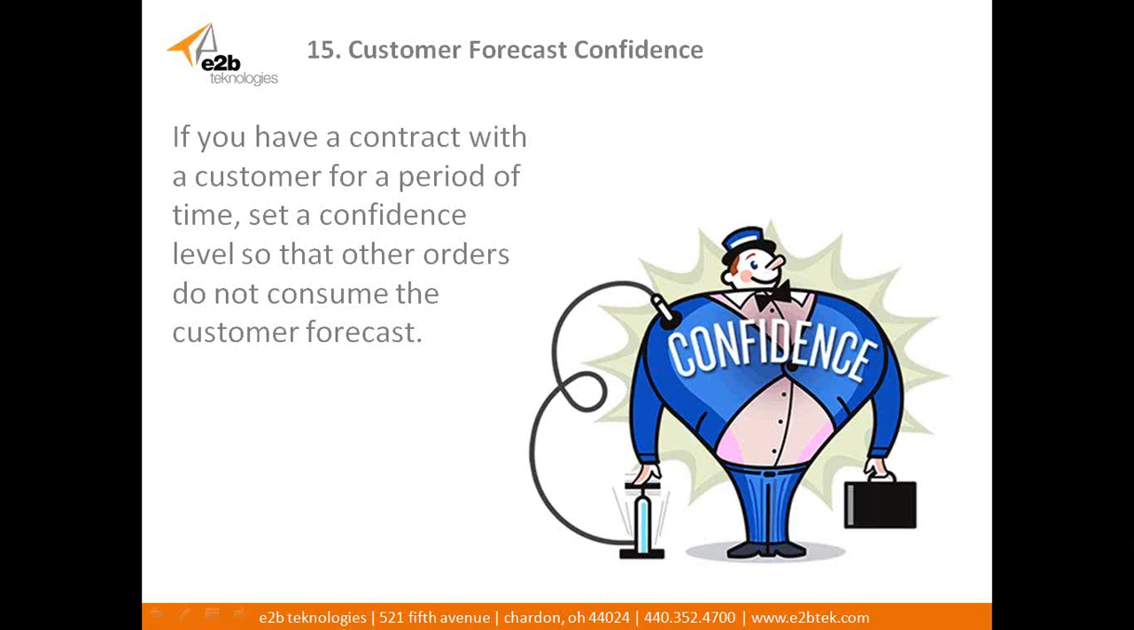which is on contract and is a great customer. This is one of the things we've actually added into our forecasting software: the ability to put a forecast confidence when you're forecasting by customer. So I could say, General Motors, I'm 100% confident that I'm going to get that order. So if another order comes in, it's not going to consume that forecasted demand.